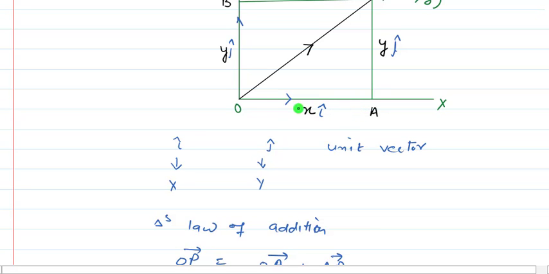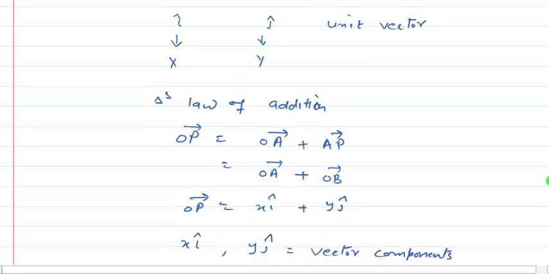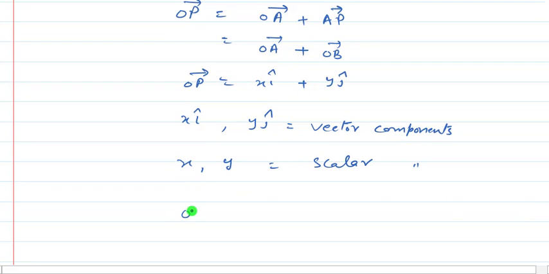Now, I want to tell you one more thing: if we look at this triangle OPA, it is simply a right triangle. So from here we can calculate OP as the square root of x square plus y square. That is by using the Pythagoras theorem.